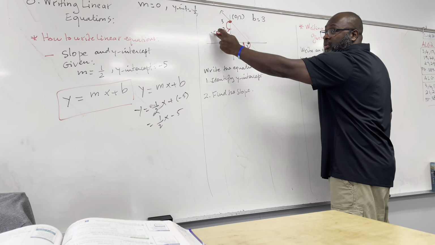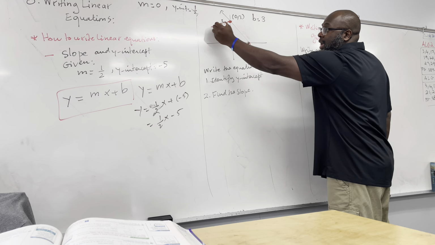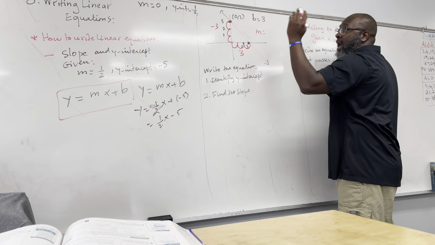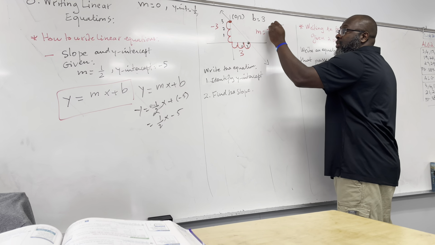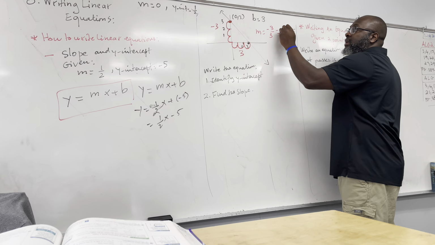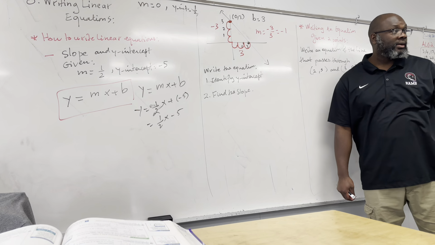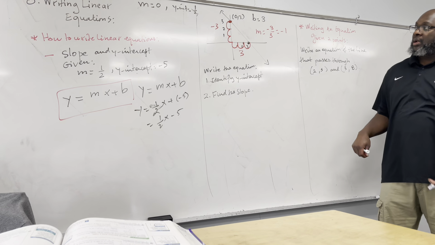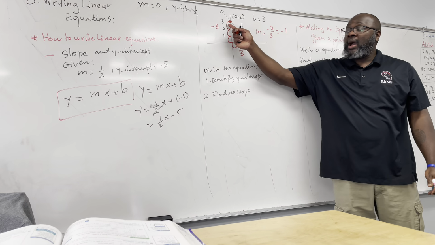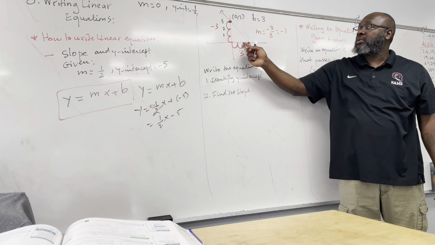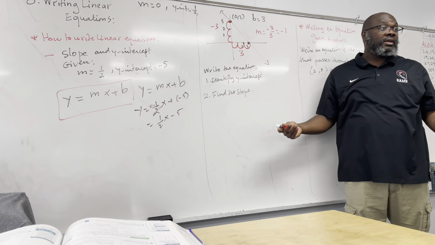So I went down how many units? -3 down, and I went over how many units? 3. So my slope is m equals what? Rise over run, which is -3/3, which is -1. Did you see how we did that? We find the slope by just identifying the y-intercept, and then we go down 1, 2, 3, and 1, 2, 3. Now I could have done it another way.